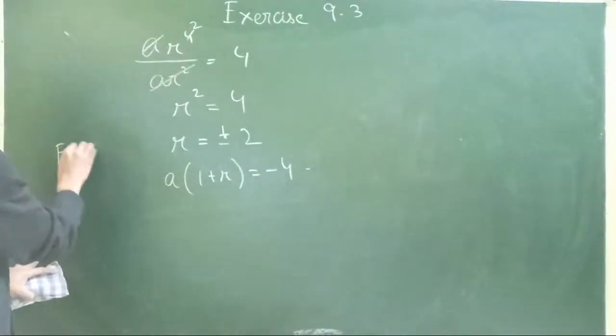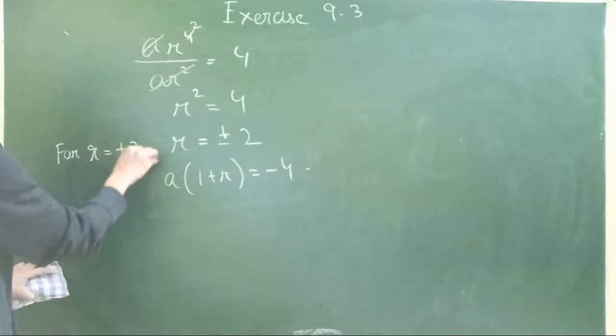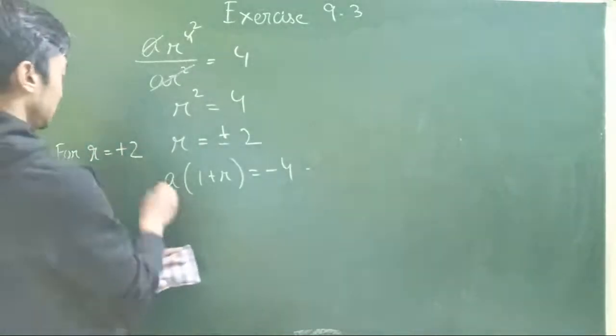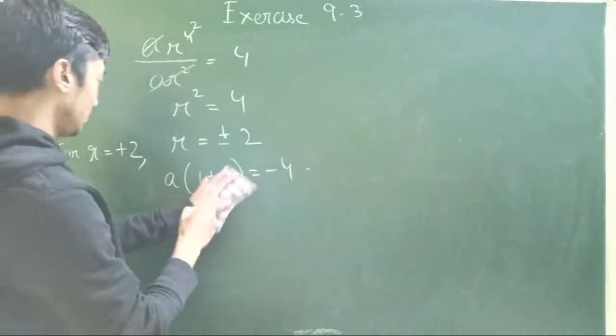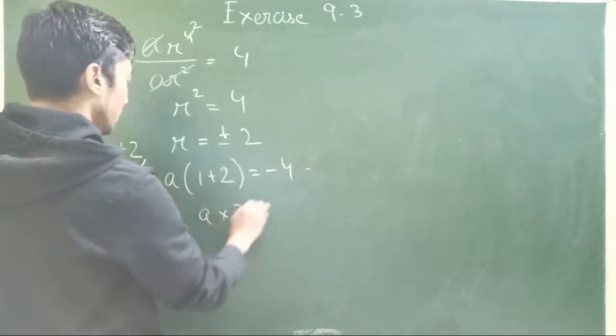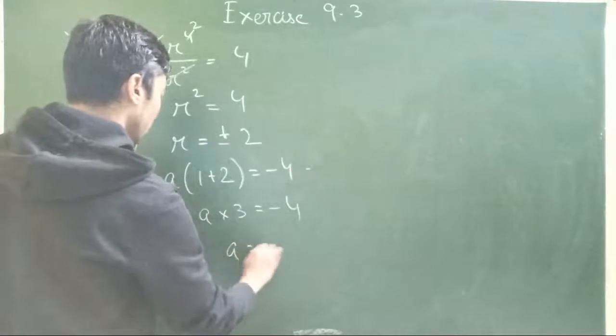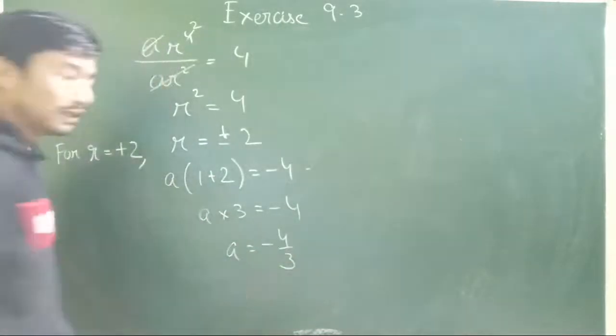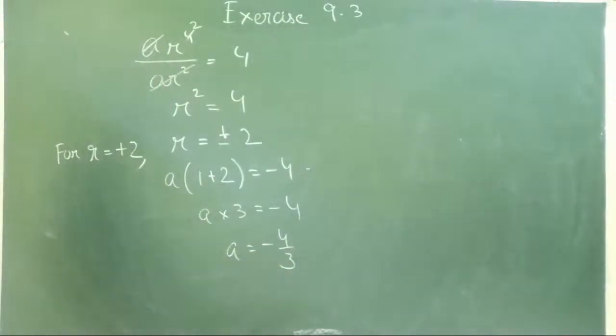So, for R equal to plus 2, what will be the value of A? A into (1 plus 2) will be equal to minus 4, so that is A into 3 equal to minus 4. In that case, A will be equal to minus 4 by 3 when the common ratio is plus 2. Our question was to find a GP.